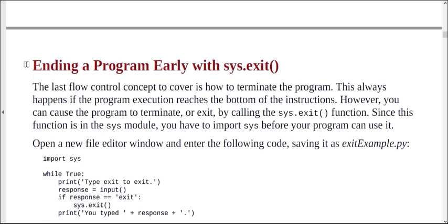So the next topic is how to end a program early with the sys.exit function. We have already learned many things about the flow control concept. The last flow control concept that we need to cover is how to terminate the program with the help of the sys.exit function. In normal cases, as soon as the program execution reaches the bottom of the instructions, the program is terminated.